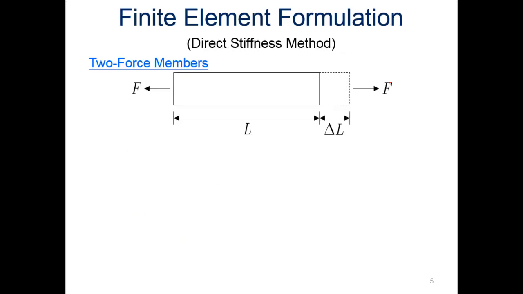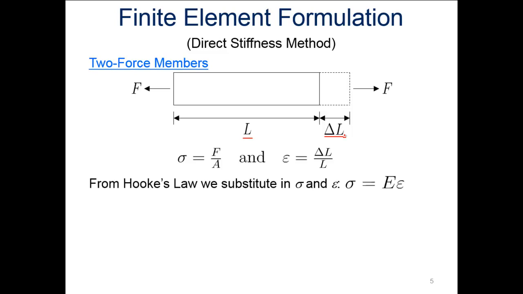So the finite element formulation, this is looking at the direct stiffness method. So we have a two-force member here. We've got a force being applied in either direction. And it's going from an initial length, L, to a final length, delta L. And we can look at that. We can find out the stress from the force over the area and the strain from the displaced length over the original length. And so from Hooke's law, we relate the stress to the strain using the modulus.